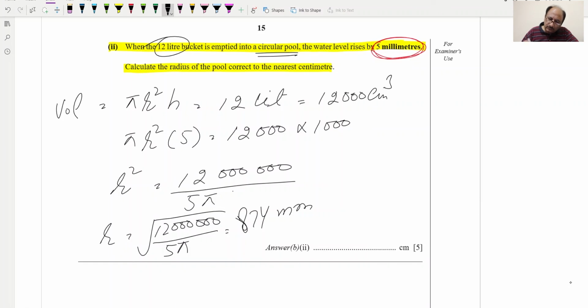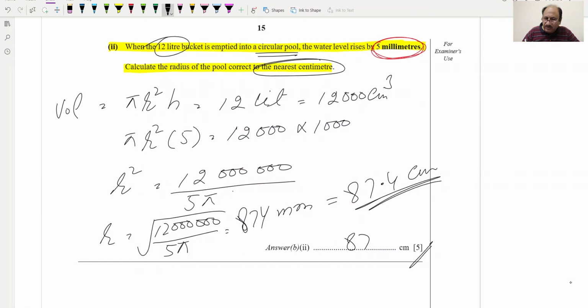But we need the answer in centimeters, so we'll have to divide by 10. So this will be equal to 87.4 centimeters. Basically there are 10 millimeters in 1 centimeter, so the answer correct to the nearest centimeter will be 87 centimeters. This is a 5-mark question which we have done.